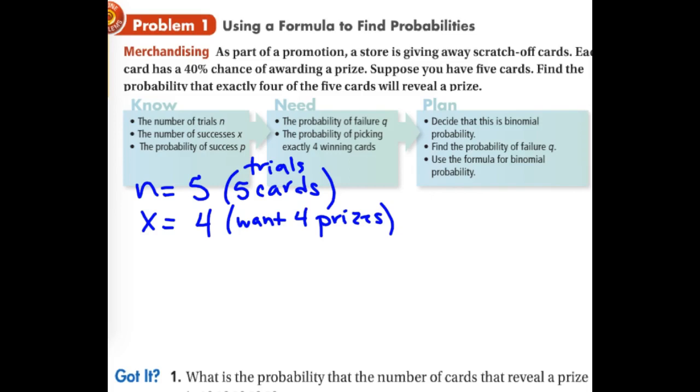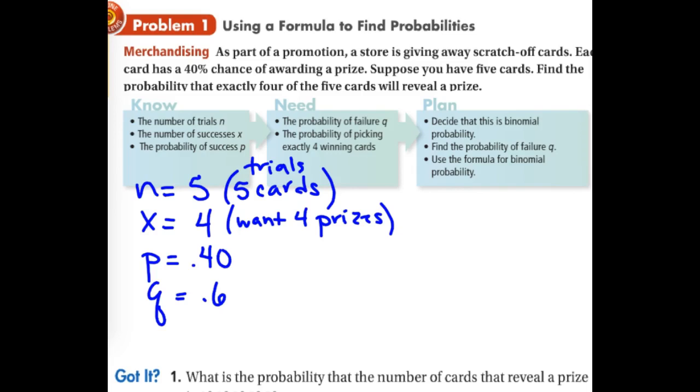What is the probability that a card gets you a prize? They said 40%. So that is p in our formula, 40% or 0.4. So if p is 0.4, what would q have to be? The probability of failure would be 0.6. And if we have 4 successes, how many failures? How many trials did we have? We had 5 cards. If we want 4 of them to have prizes, then the other one would not have a prize.